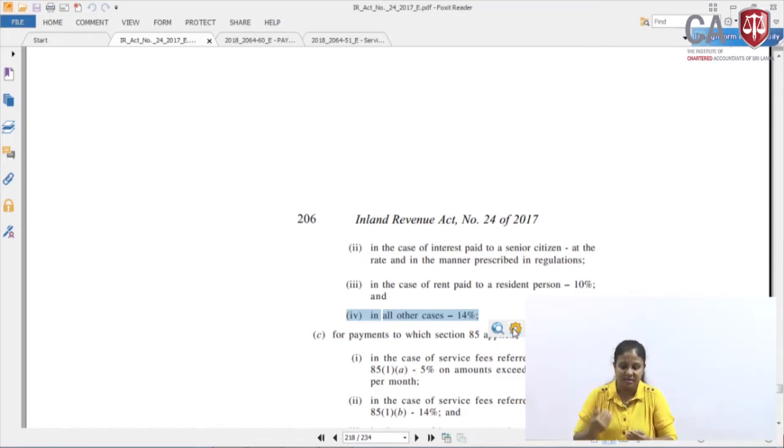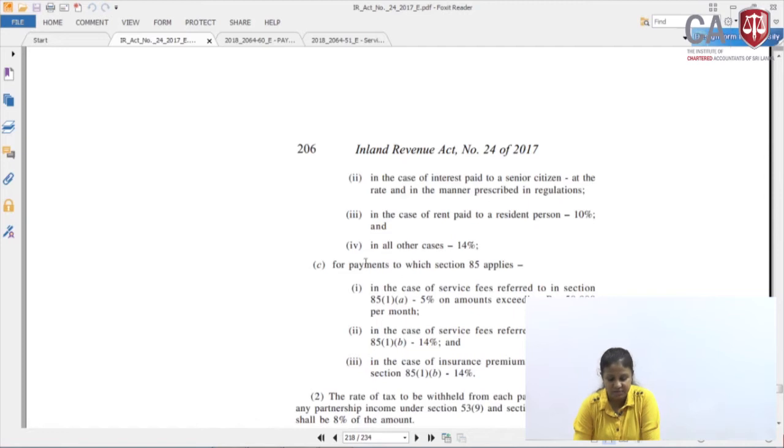In any other case, for all cases the tax rate is 14%. That's why for rent, resident person 10%, non-resident person 14%, royalty is 14%, annuity is 14%. Clear? Any investment return other than 10% and 5%, in all other cases it is 14%. Am I clear? Okay. Then we will come to part C, which is on section 85.